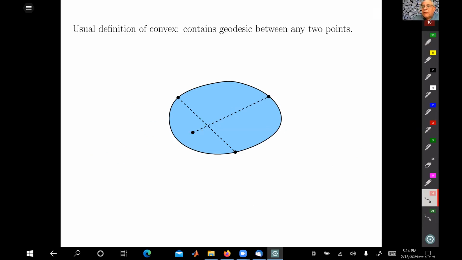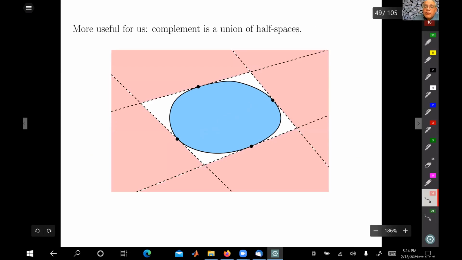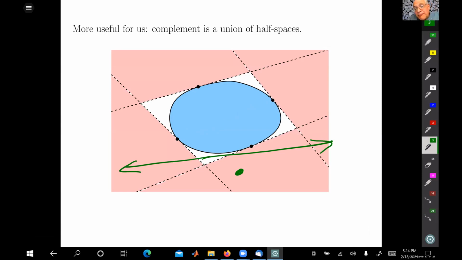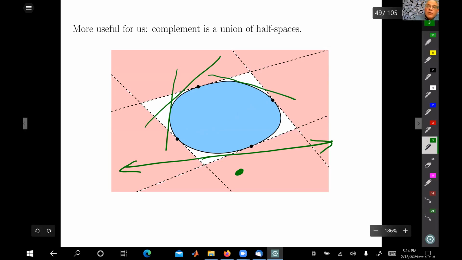There's a little better one for our purposes, which is that the complement is a union of half spaces. So the real thing that is great about convex sets, at least like in functional analysis, is that if you take a point that's not in the convex set, there's a hyperplane that separates the point from the convex set. That's the really terrific thing. And what this means is that the whole outside of the convex set is a union of half planes. And in hyperbolic geometry, this is sometimes easier to spot visually than the geodesic condition.